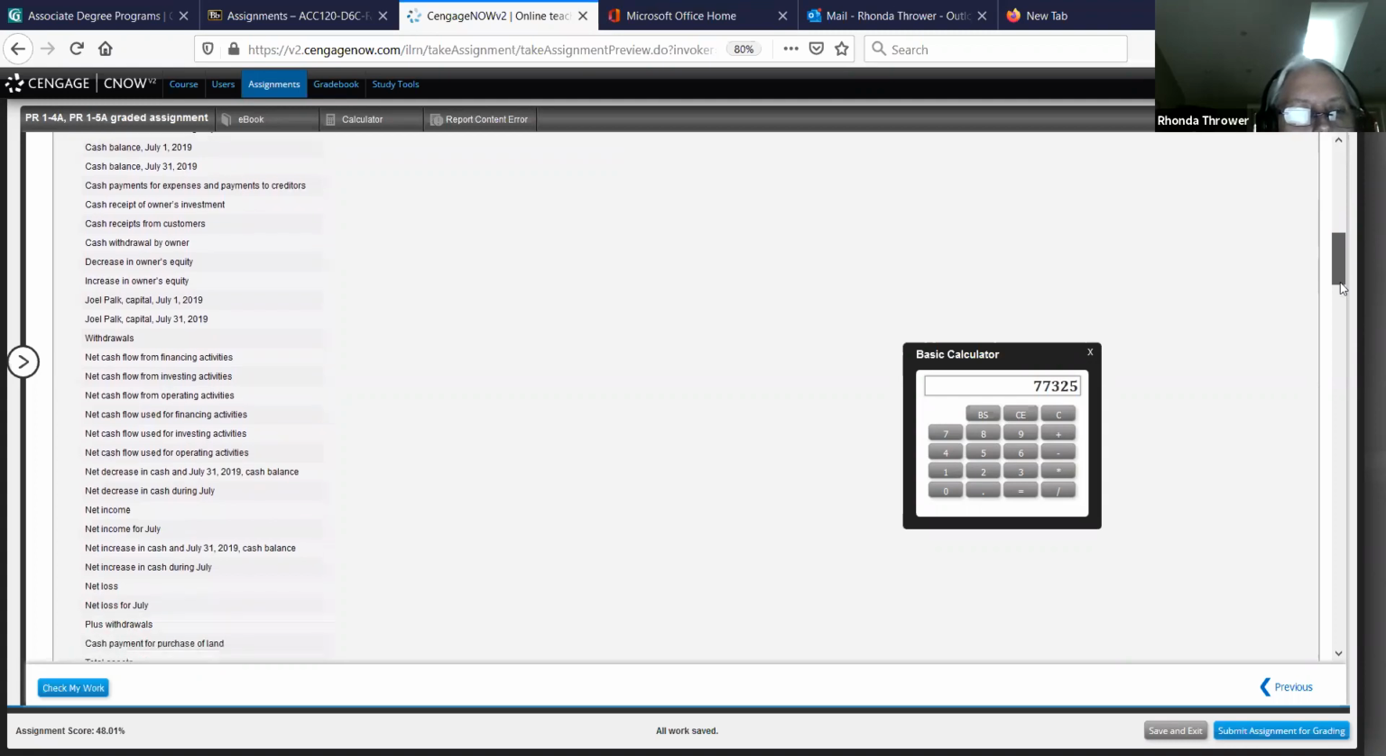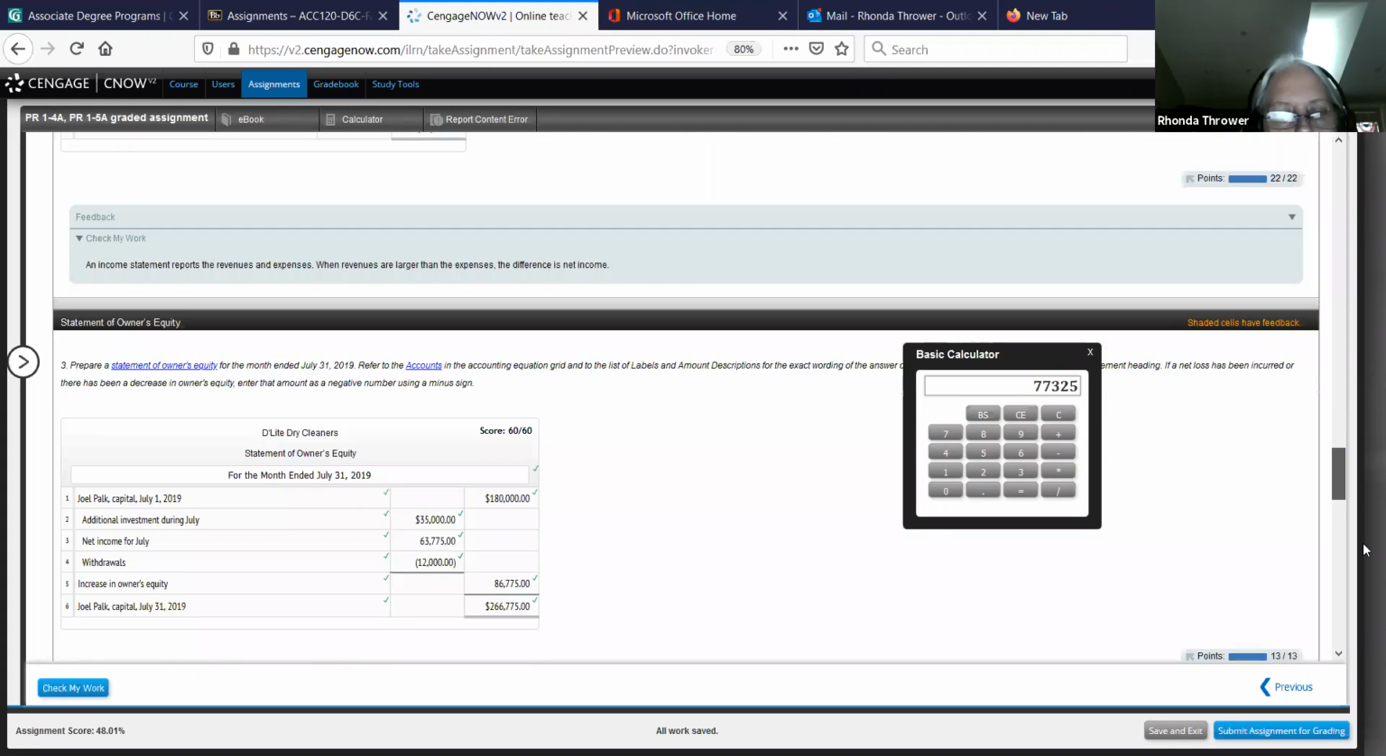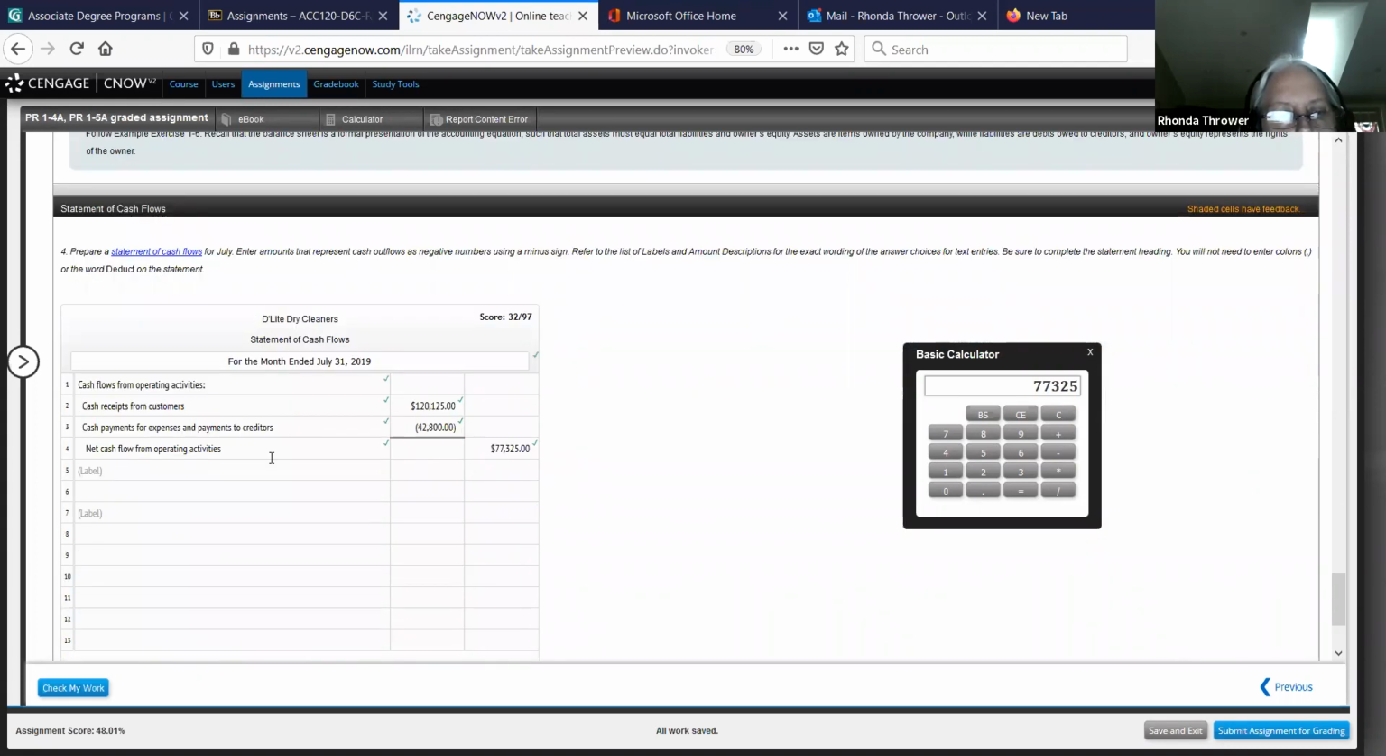I'm looking for it, class, and I don't see it. So I'm going to try to type it in and see if that'll let me do this. Cash flows from investing activities. Guess what? It took it.